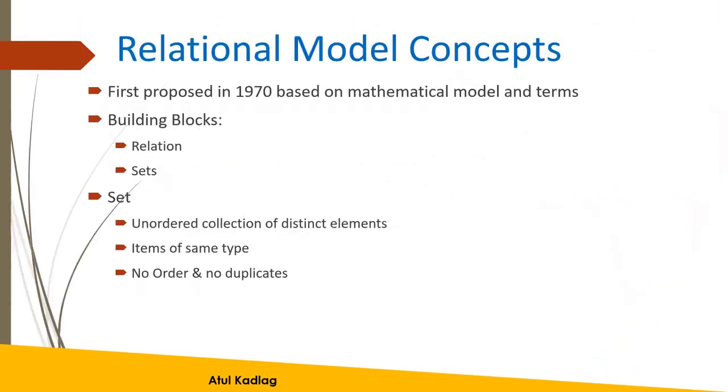The first thing is about the relational model concepts, which was proposed in 1970 based on mathematical model and terms. So from where it got started, the building blocks were relation and sets. A set is nothing but an unordered collection of distinct elements and items of the same type, and they have no order and no duplicates. So that is a set.